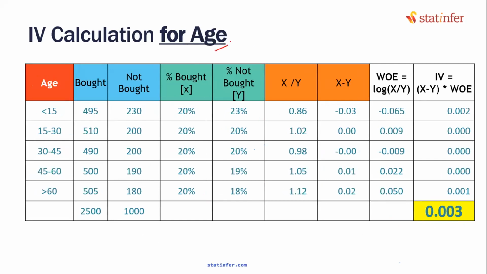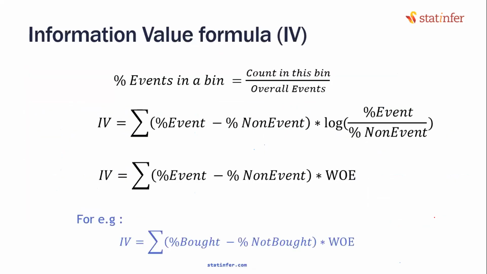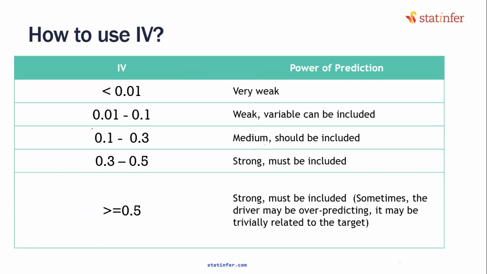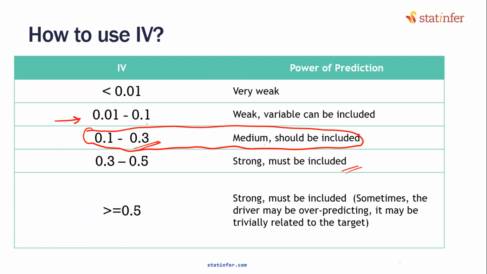Whereas for age variable, as age is increasing, the percentage of people who bought did not increase, and the percentage of people who did not buy is almost the same. That is why information value for age is very, very less. So based on the information value, if the information value is more than 0.1, or if it is better than 0.3, strong relationship, that variable must be included in model building. It will give you good predictive power. Otherwise, if the information value is less than 0.01 or less than 0.1, it's a weak variable. You can exclude such variables.